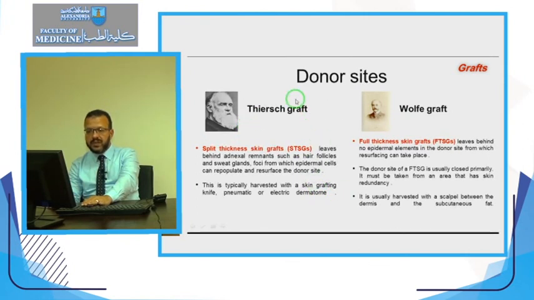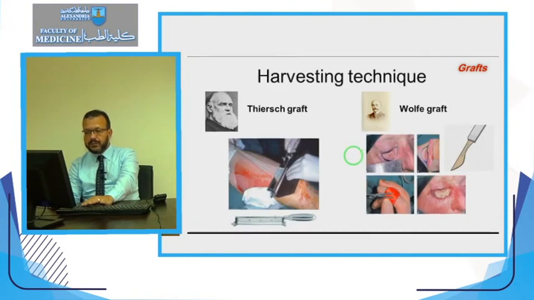The donor site of the split thickness skin graft cannot be closed primarily. It has to heal by secondary intention. This means that there is no limit for the donor site of the split thickness skin graft. I can harvest a split thickness skin graft from almost everywhere in the body. And the full thickness skin graft donor site has to be closed primarily, and this means that there are limited donor sites in the body that we can harvest a full thickness skin graft from, like for example the groin, the supraclavicular area, and so on.